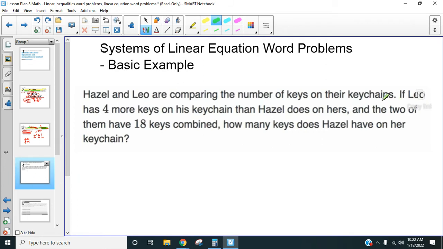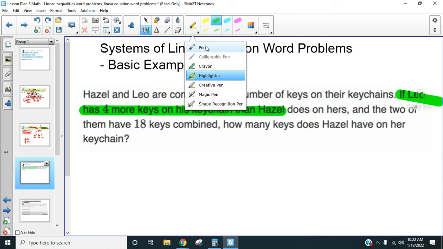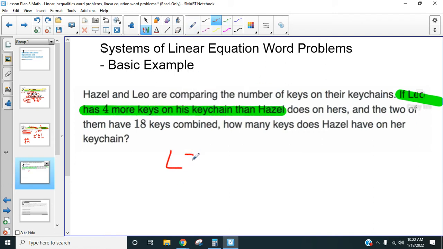So first thing is Leo has 4 more keys on his keychain than Hazel. So Leo has Hazel amount of keys plus 4. Right? Second part, and the two have 18 keys combined.